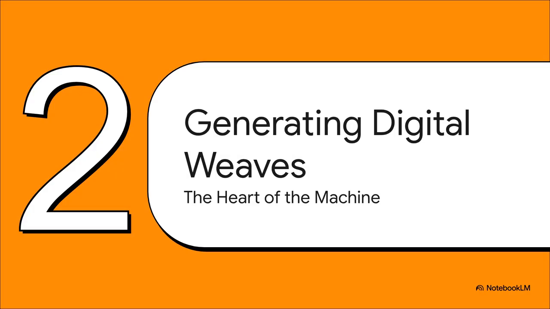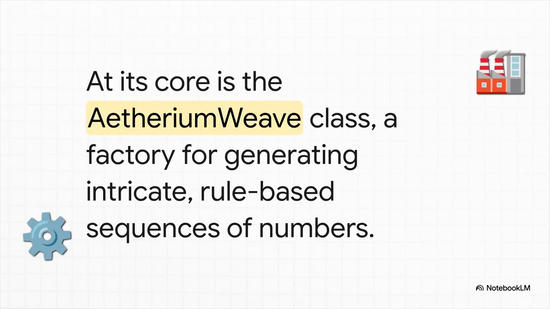Okay, let's get to the heart of the machine, how it actually creates its data. The toolkit has a special name for these unique sequences. It calls them weaves. The core of this whole operation is a class called Ethereum Weave. The best way to think about it is like a factory, but instead of churning out cars or widgets, its entire purpose is to produce these incredibly intricate patterns of numbers, all based on different rule books and starting ingredients.